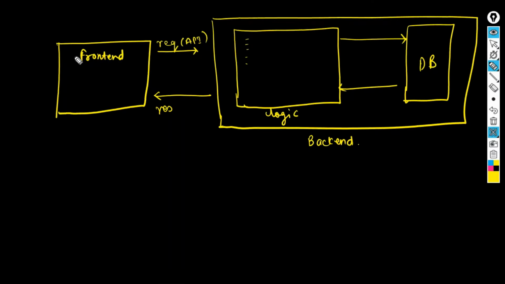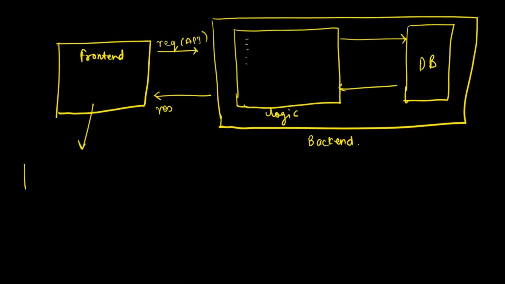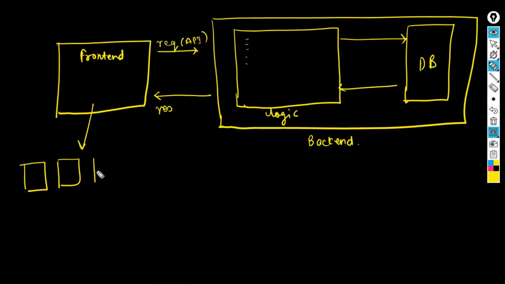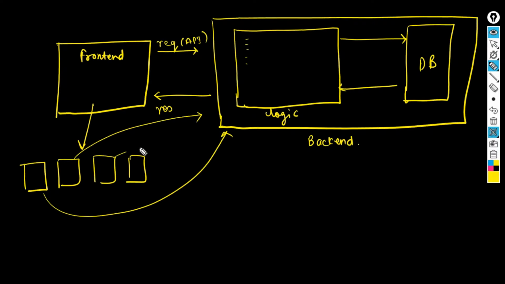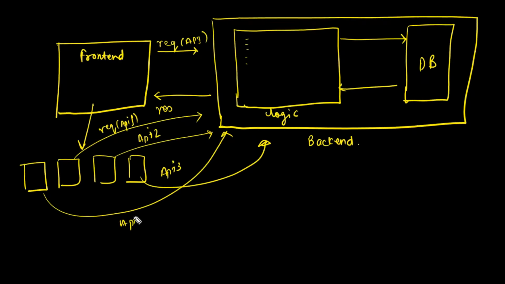Now, this is the front end. What if I told you that, instead of this, each and every component, like these components, goes to the backend through different APIs and receives the data? Everyone is going through a different API. Suppose API number 1, API 2, API 3, API 4. Do you find this a little bit messy?